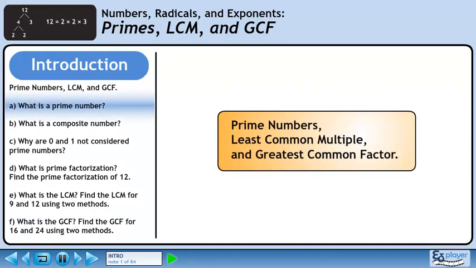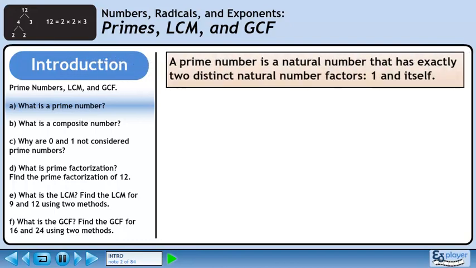In this lesson, we will learn about prime numbers, the least common multiple, and the greatest common factor. A prime number is a natural number that has exactly two distinct natural number factors, 1 and itself.